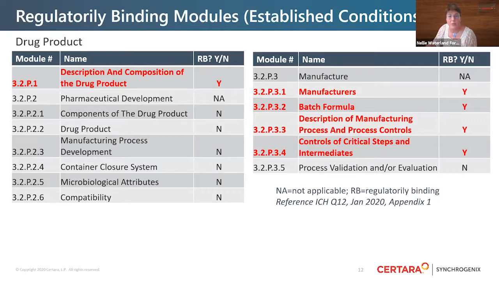And then the 3.2.P documents that are regulatorily binding, as you note, what's regulatorily binding is in red, and the established conditions are in the black.